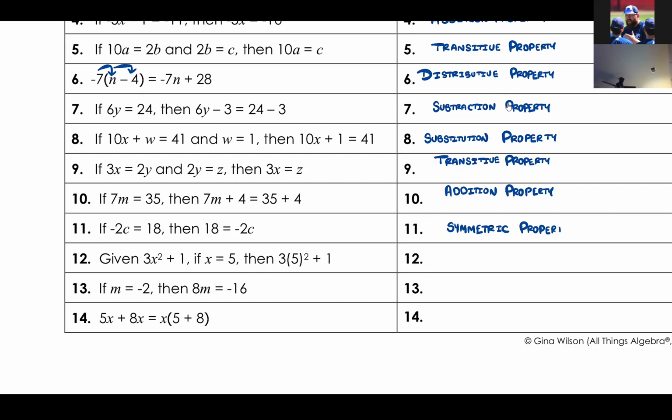Symmetric property. Given 3x squared plus 1, if x equals 5, then we can say 3 times 5 squared plus 1. What'd they do? What changed? They replaced the x with 5. And what do we call it when somebody replaces another? Substitution.